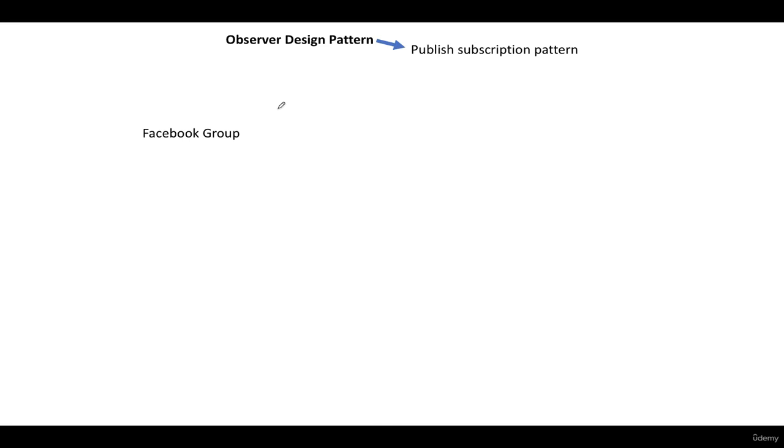Like in Facebook, we have Facebook groups. Many different Facebook groups are there in Facebook. So consider you have one Facebook group. Now let's say a user joins that Facebook group. Now if this Facebook group shares any post, then this user gets the notification of the new post that this Facebook group has shared. So basically this is the observer design pattern.